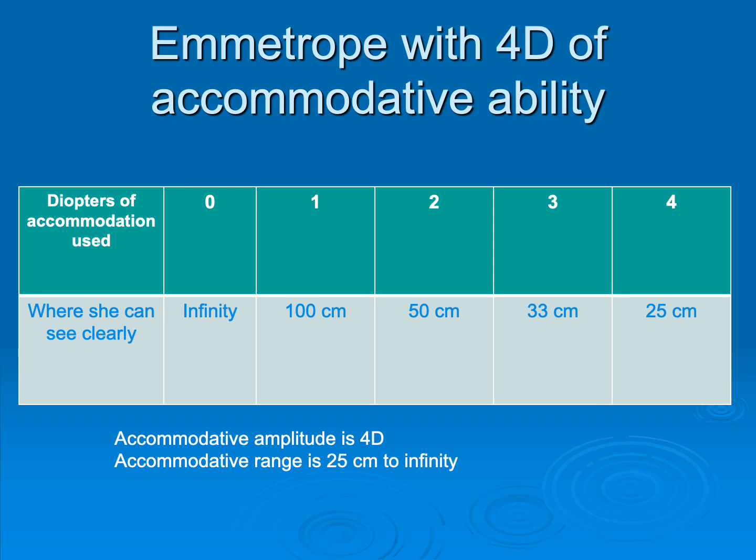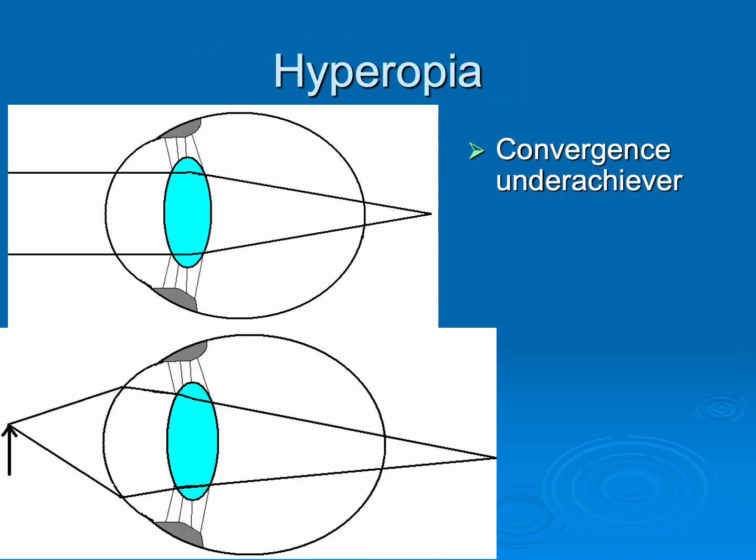So that is the case for genetically perfect people, which most of us are not. If you're a hyperope and you're a convergence underachiever, once again, when you look at something up close, it makes everything worse.